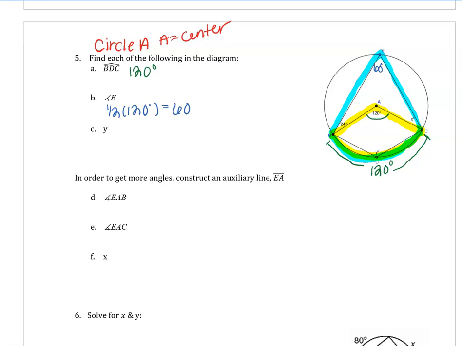Now lastly, we want to find the measure of angle Y. Now, or I mean angle D, I guess technically you could look at it that way. Whatever, we want to find Y here. How many degrees is that?